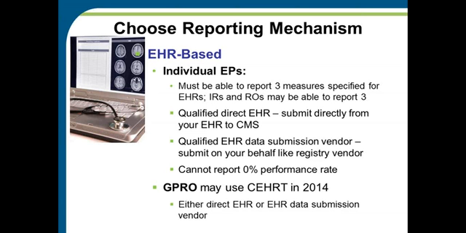Another reporting mechanism is EHR-based. Individual physicians can use an EHR to report 3 measures. Just as for a registry, you have to be able to report 3 measures in order to use an EHR for reporting. You also have to be able to report 3 measures that have been specified for EHR reporting. And of the over 250 measures in PQRS, only about 50 have been specified for EHR reporting. But there are several measures that interventionalists and radiation oncologists may be able to report through an EHR.